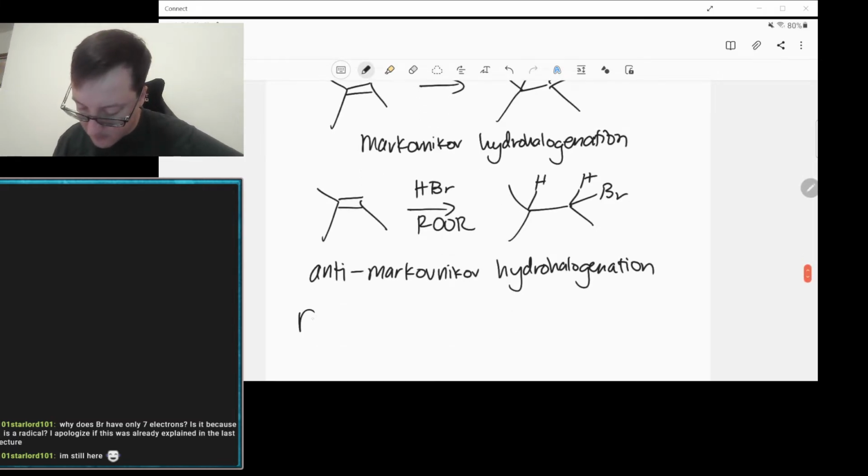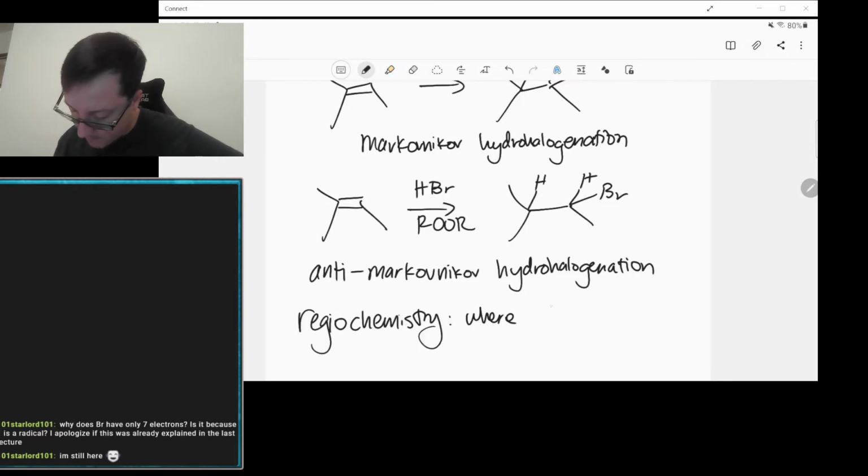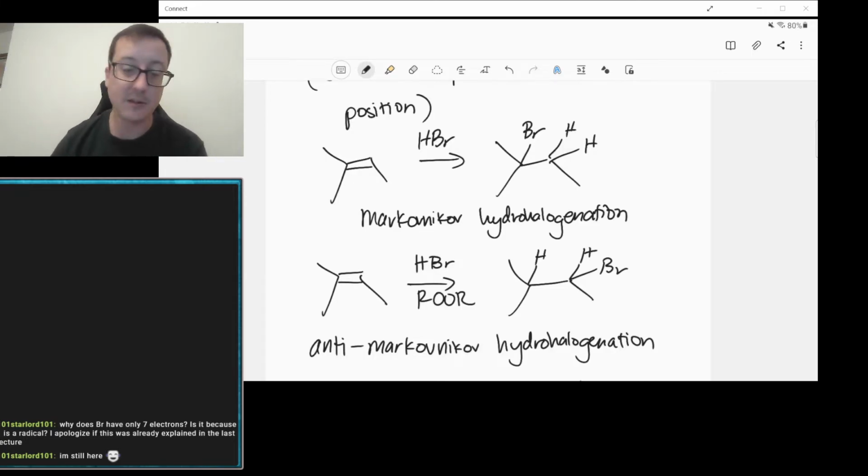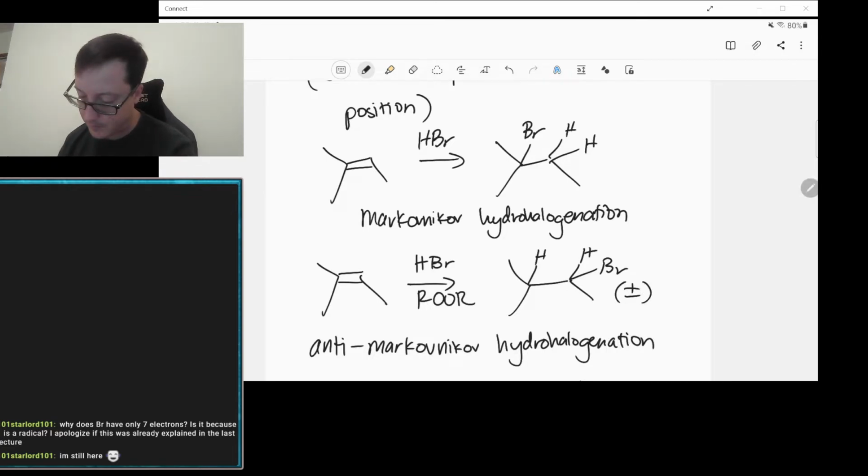This is called regiochemistry, where the reaction takes place. And notice, by the way, for the bottom one, we do end up with the chiral product, so we would need to say plus minus and all that good stuff. It's a radical process, so there is no preference for one over the other. We are going to see sometimes we will have stereochemical outcomes that are relevant as well. But for this one, it's just racemic.